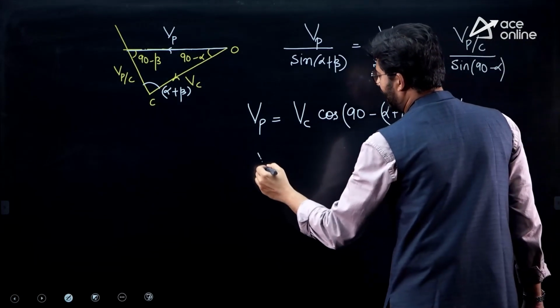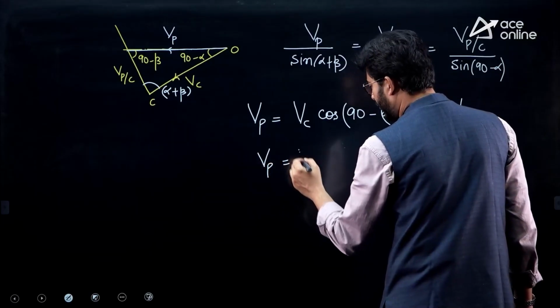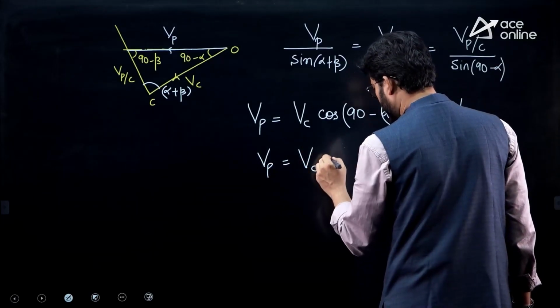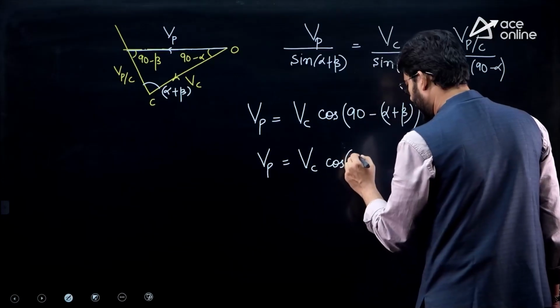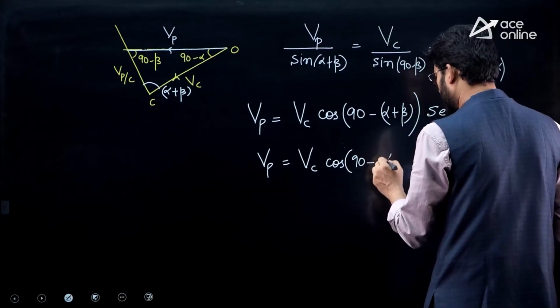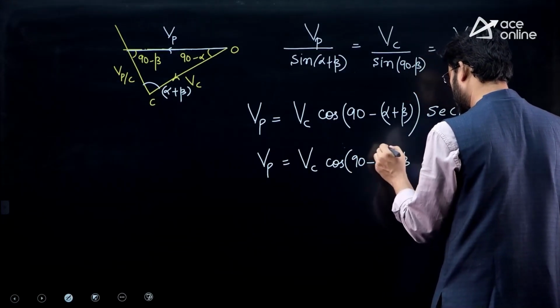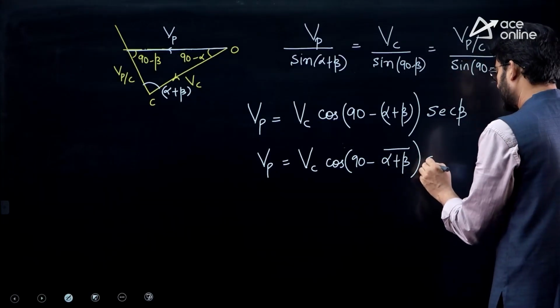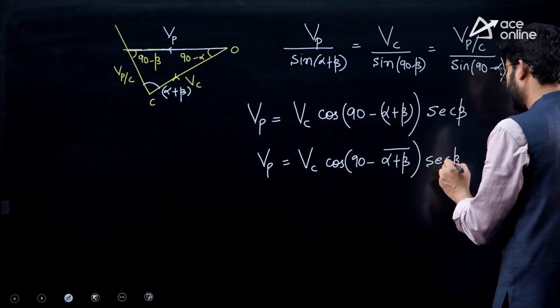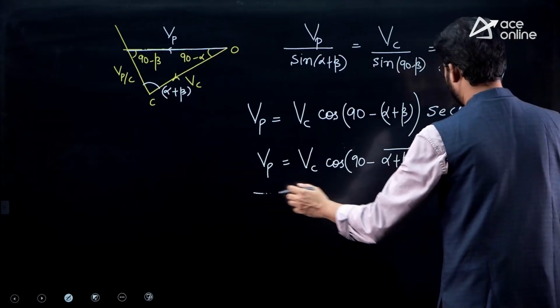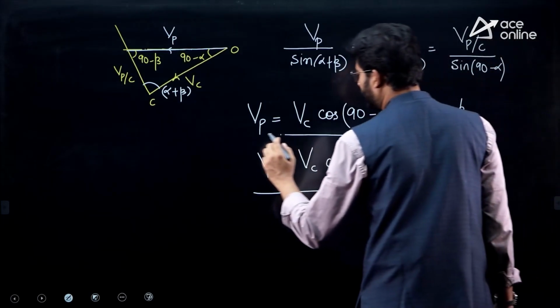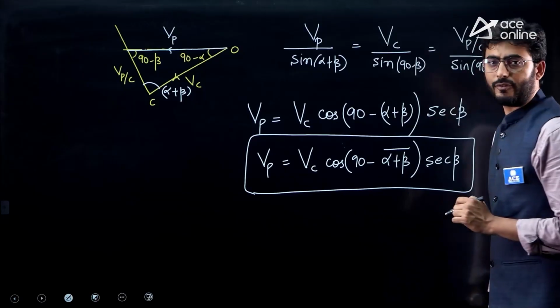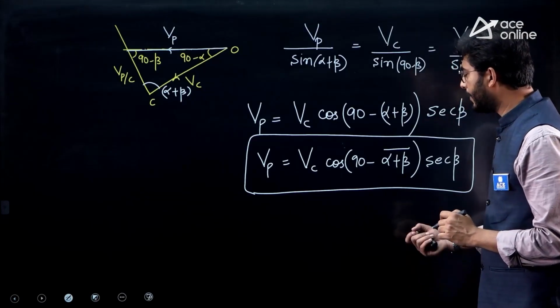So now we can represent this in another form, that is velocity of crank is equal to cosine of 90 minus of alpha plus beta. So here we can enclose them within a bar itself, and this is sine of secant of beta. So this would be the expression for velocity of crosshead in terms of velocity of the crank pin.